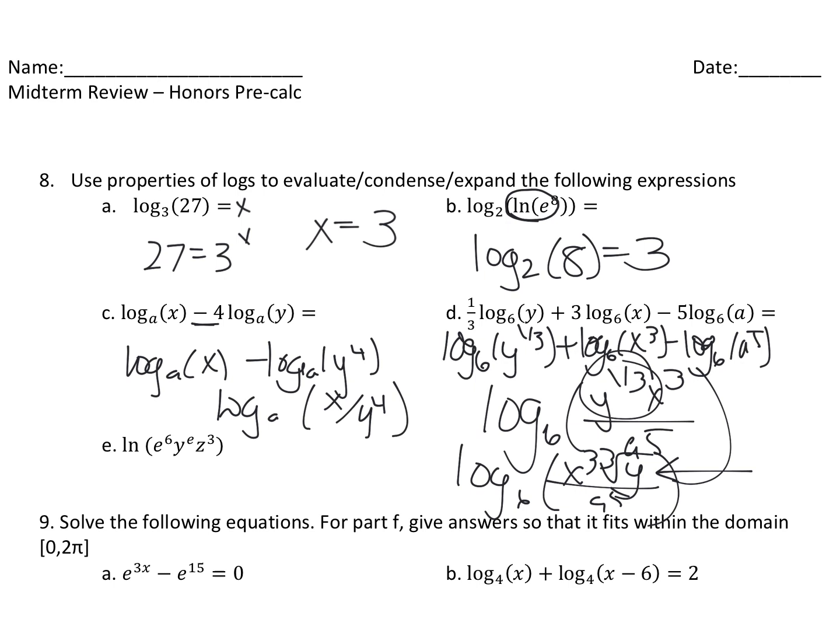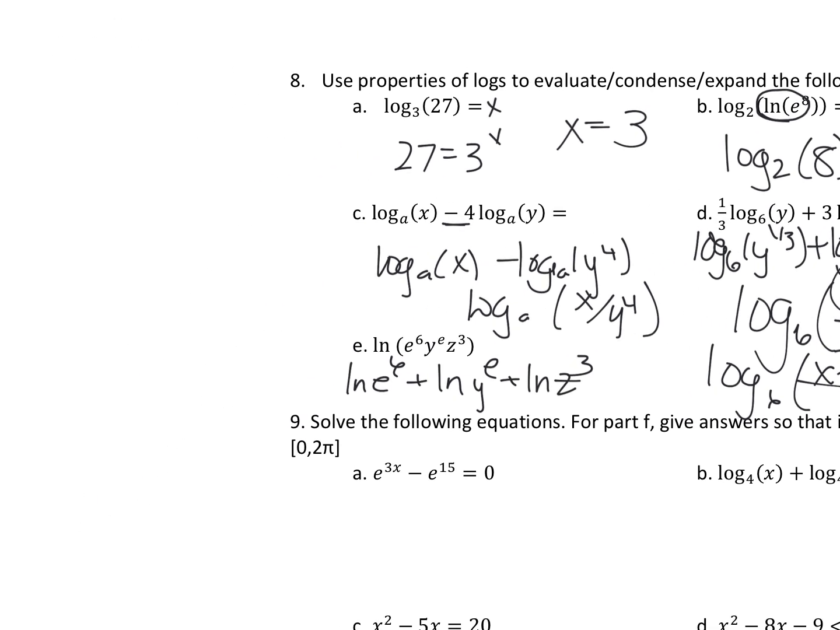And finally, this is an expansion one, so ln of e to the 6 plus ln of y to the e plus ln of z to the 3rd. Since it's all being multiplied, it's just plus. Now the only difference is this really just becomes 6. You should bring your exponents in front. Even though it's e, there really isn't anything to do with that since e is in front of the natural log.